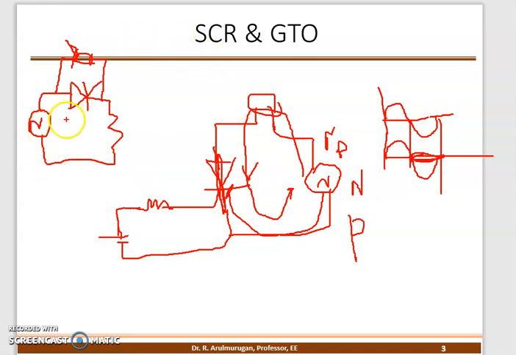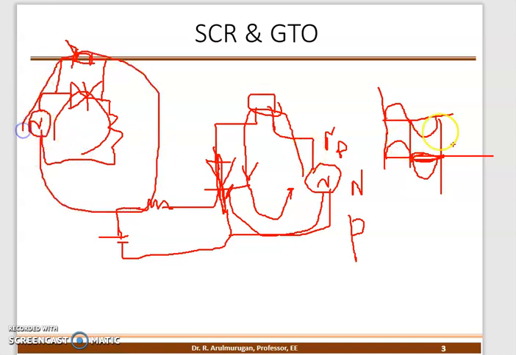Is it a rectifier? No. Why is it not a rectifier? Because in the AC power supply's positive half cycle, this one conducts, and in the negative half cycle, this other one conducts. So this is the concept: a single SCR connected to the AC power supply, and two SCRs connected to the AC power supply.